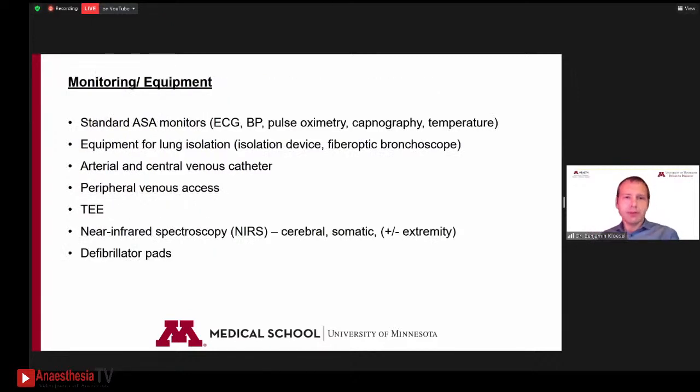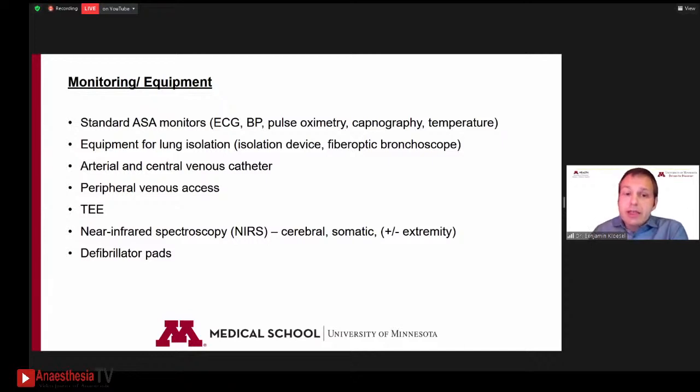So monitoring and equipment, we typically utilize standard ASA monitors. Then we're going to need equipment for lung isolation. So depending on the patient, a specific isolation device, and fiber optic bronchoscopes. We utilize percutaneous arterial and central venous catheters. We typically try to achieve good peripheral venous access with at least 2 PIVs. We use the transesophageal echocardiography.